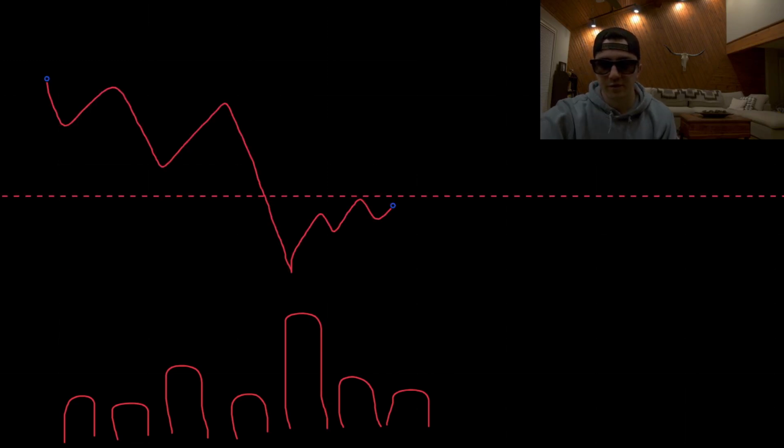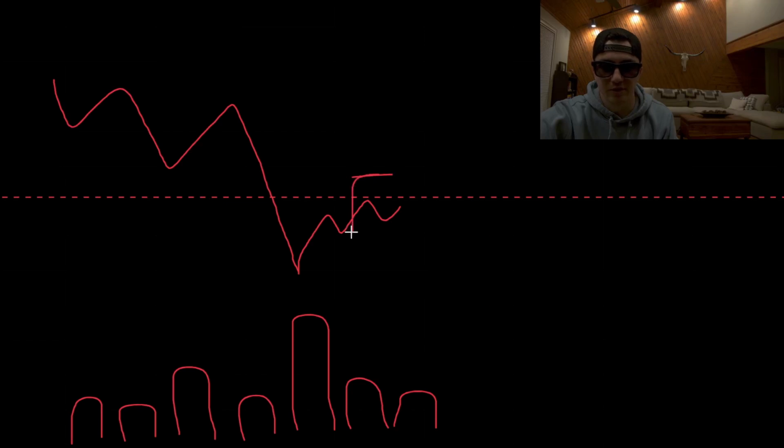The reverse of this is also a nice setup that I like to take. So if we get a breakdown below a key level and get a pullback into that level off of low volume, I'd be looking to go short off that retest of this level right here. Same exact concept as the first scenario, just flip the chart and you got your setup right there.